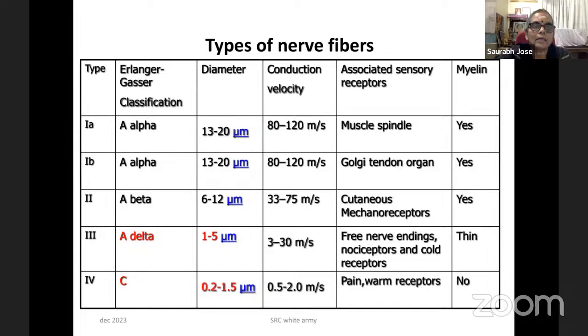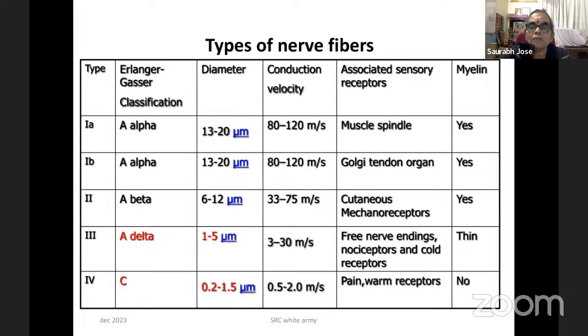And the Erlanger and Gasser classification, all of us know that from our physiology textbook, the classification of the peripheral nerves. You have A alpha, beta, delta, and C fibers. Among them, alpha fibers are the most myelinated fibers, whereas C is the unmyelinated fiber and delta is the moderately myelinated fiber. And in alpha fibers, you have 1A, 1B and group 2.